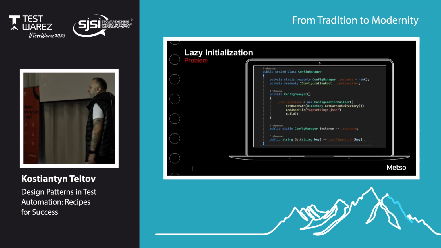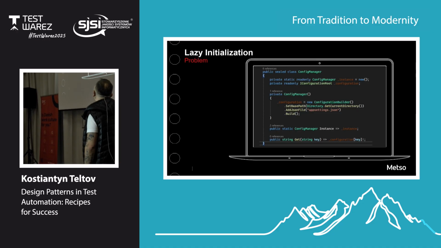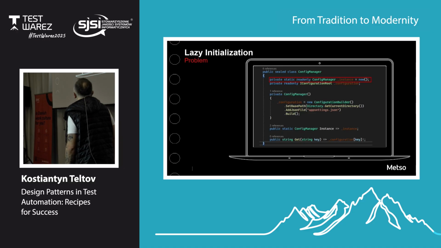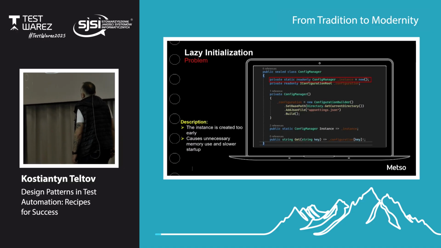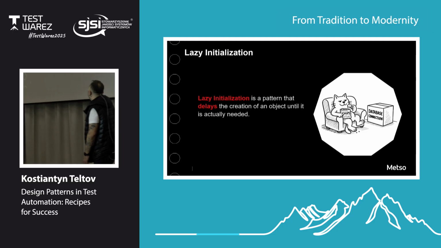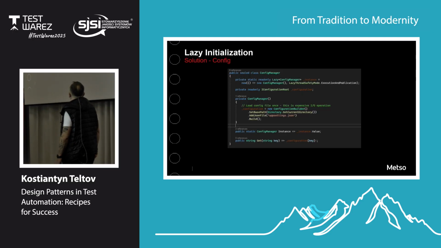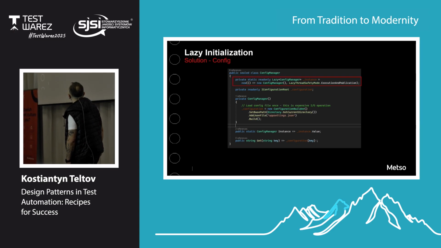Lazy initialization. Okay, you've already seen this configuration before, but there is one problem here. The problem is the instance is created too early, and maybe we don't want to create it. Maybe we want to get it only when we use it. In order to do it, we can use this lazy initialization design pattern, which delays creation of our object until we need it. If we see the implementation in a modern way, it looks like this, with an arrow function.